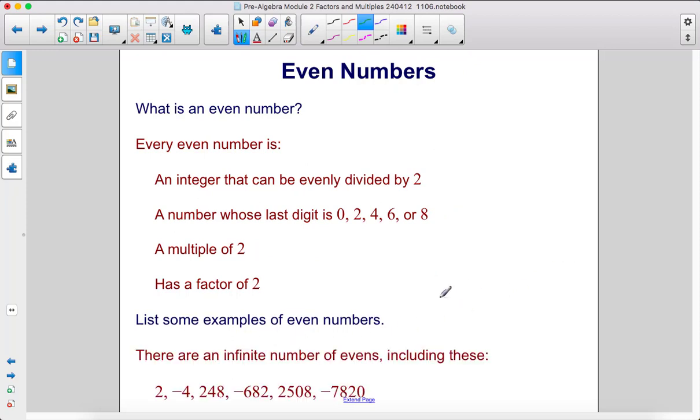There are an infinite number of even numbers, including these: 2, -4, 248, -682, 2,508, -7,820. See how the last digit of all of these is one of these numbers here.